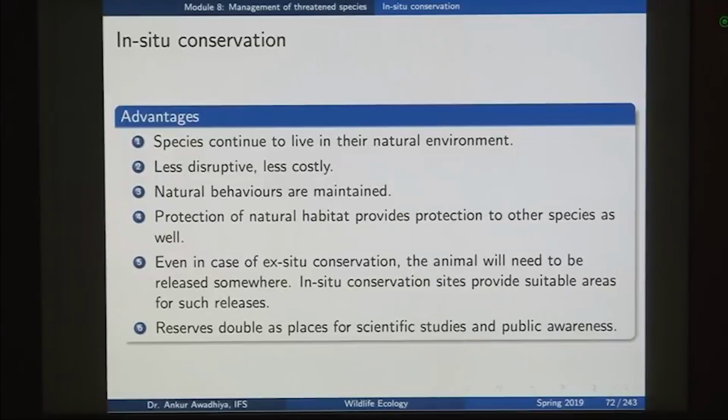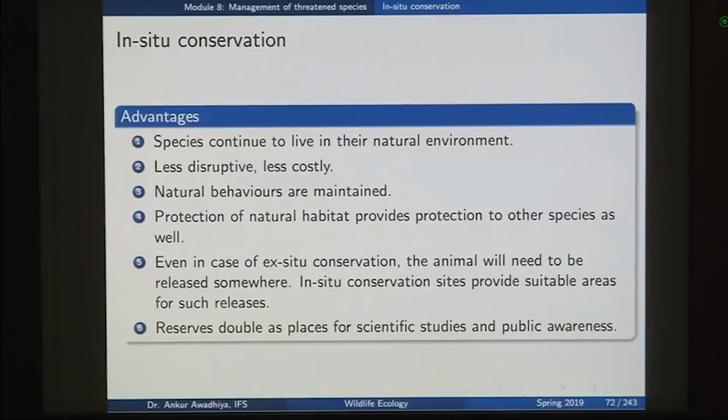Now, even in the case of ex situ conservation, the animal will need to be released somewhere, because if you are keeping tigers in a zoo, you are doing captive breeding, and from say 5 tigers, now you have 50 tigers. Now, if you have 50 tigers, what do you do with these 50 tigers? They will have to be released somewhere, because keeping a tiger is extremely costly. And if you have in situ conservation sites, then these sites will provide suitable areas for such releases later on. So, which is also why you need to maintain in situ conservation areas as well.